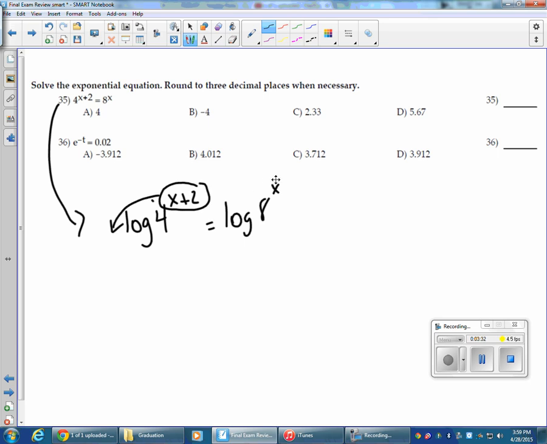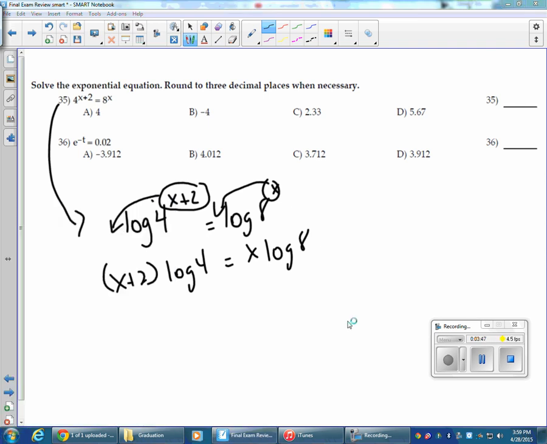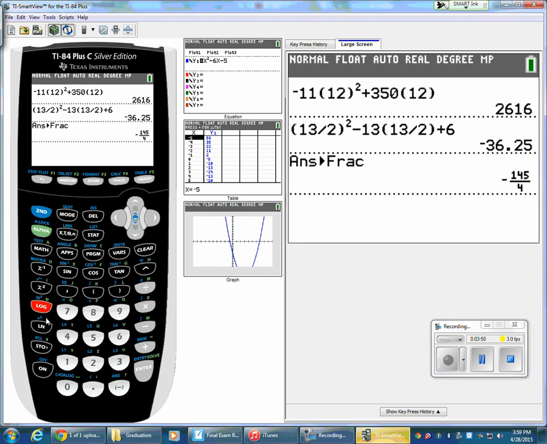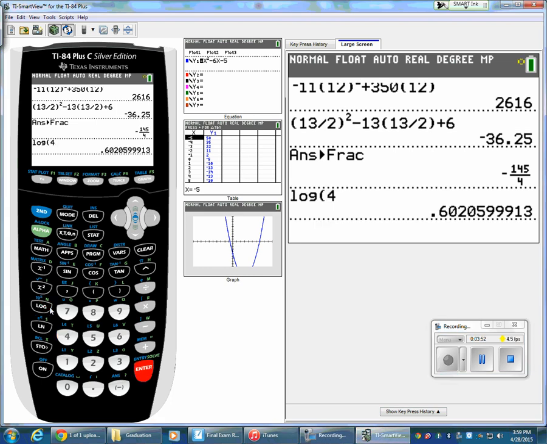and I would get x times x plus 2 times the log of 4 equals x times the log of 8. I'm just going to go ahead and use my calculator. What is the log of 4? Actually, I don't have the calculator open. Alright, the log of 4, I need the log of 8.